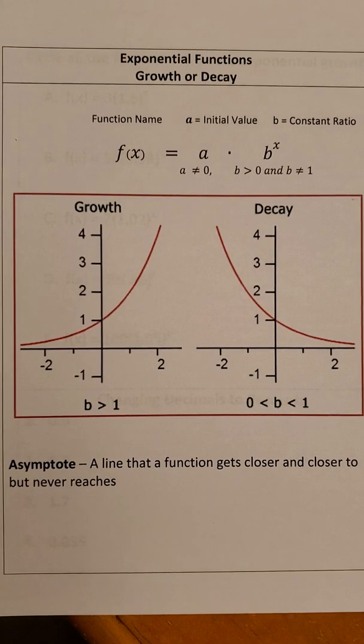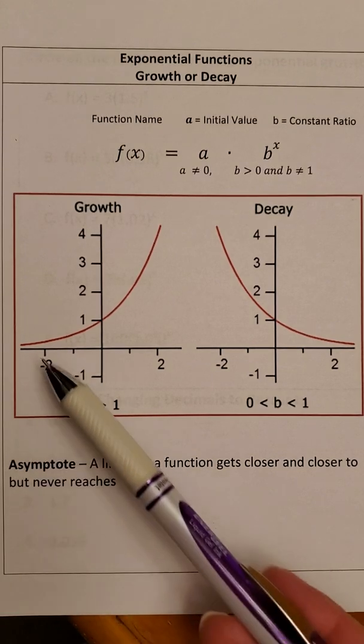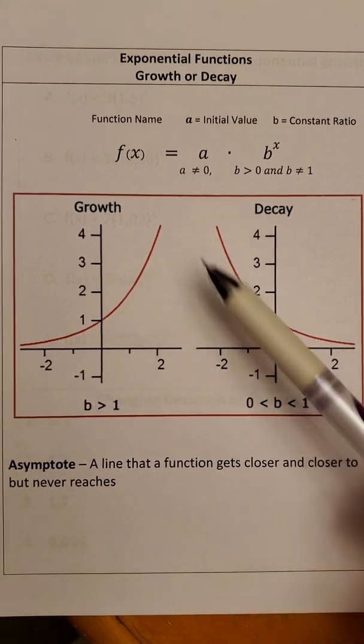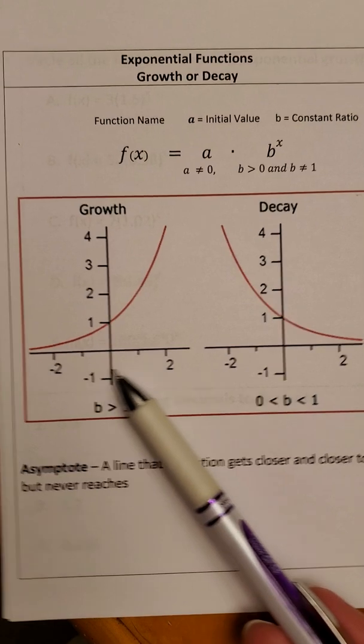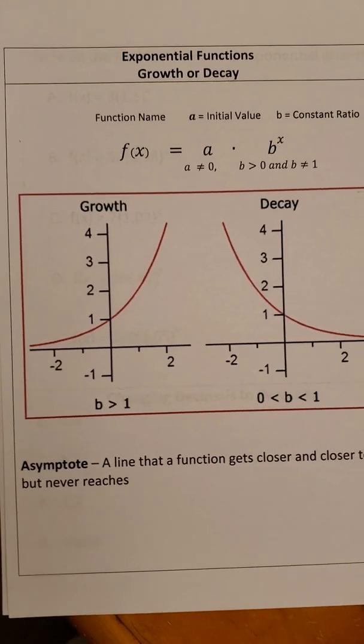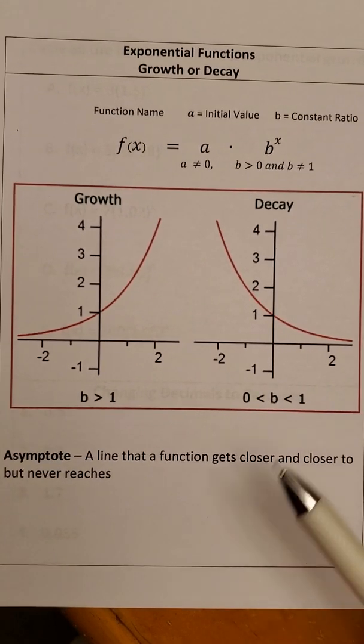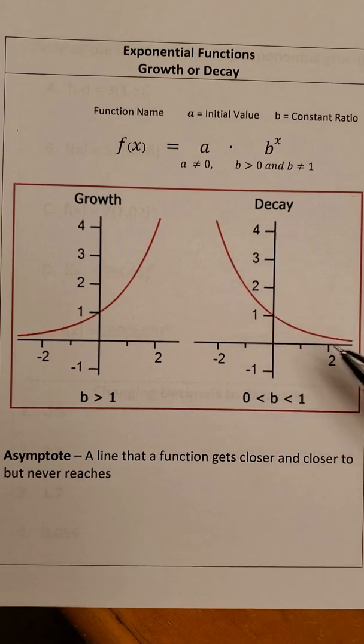Today's lesson is just about looking at a function and being able to tell whether it's a growth function or a decay function. Exponential functions are either one of those. It's either growing, which means we're going up from left to right, as x increases, y increases, or it's decaying, which means as x gets bigger, y decreases, goes down.